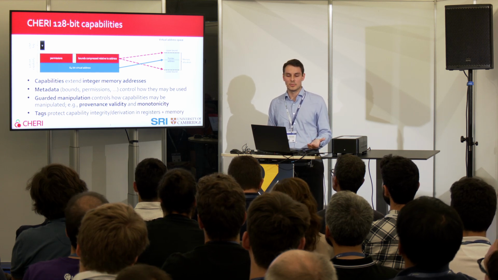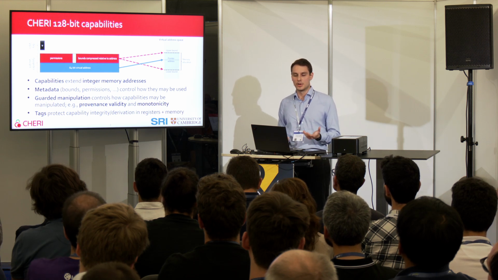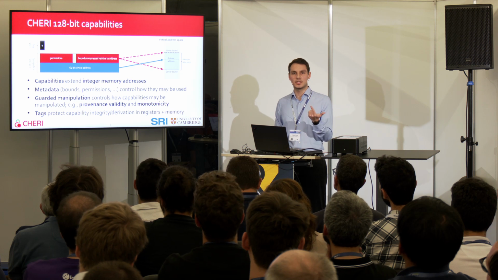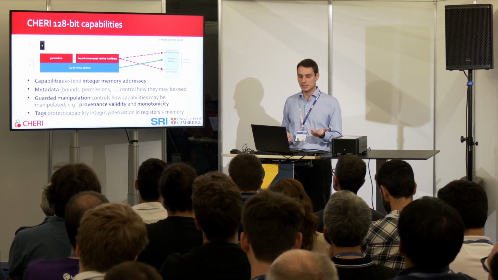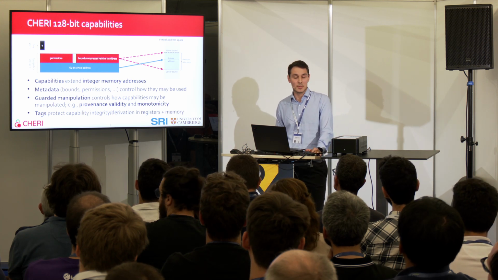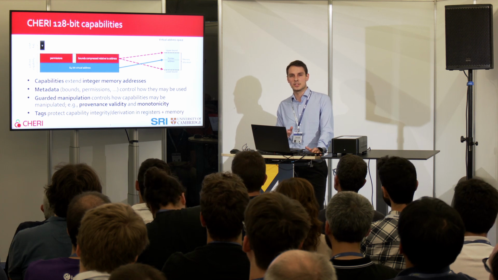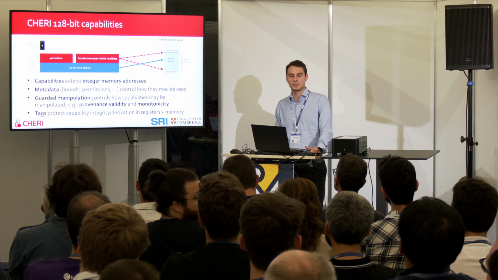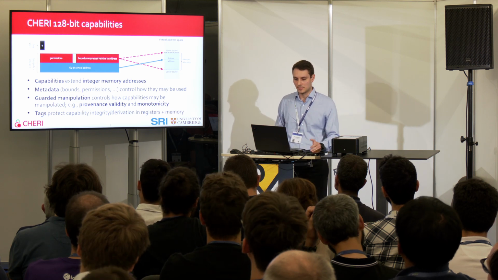Obviously, you can also manipulate capabilities, but this needs to be in a guarded way, which means that we ensure both provenance validity and monotonicity. The last, final and very important piece of a capability is the validity tag. The validity tag allows us to distinguish between data and a capability. So we can distinguish between data and an actual pointer that then points to a function, for example.